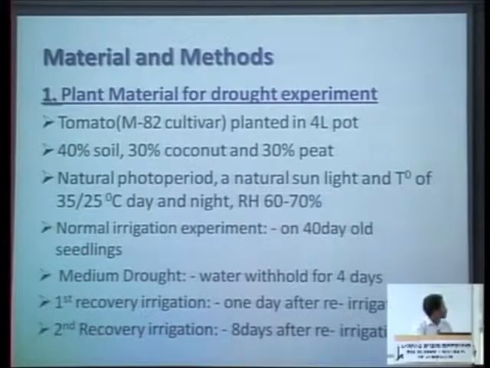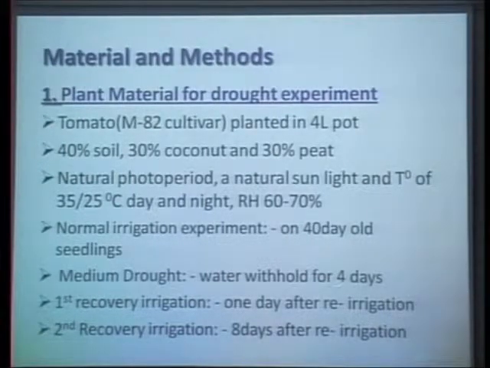So the first experiment was the normal irrigation experiment, which was done about 40 days after we planted the plants. Then we continued the experiment after we exposed them to 4 consecutive days of drought, which is considered medium drought. The third experiment was done 1 day after re-irrigation of the plants, which is considered the first recovery irrigation, and the second recovery irrigation was done 8 days after re-irrigation.